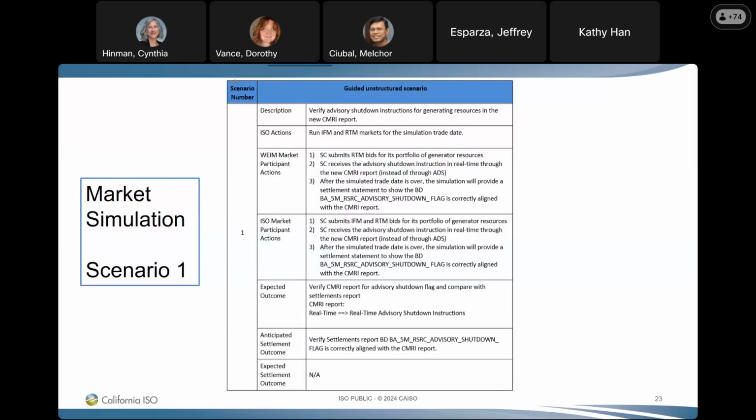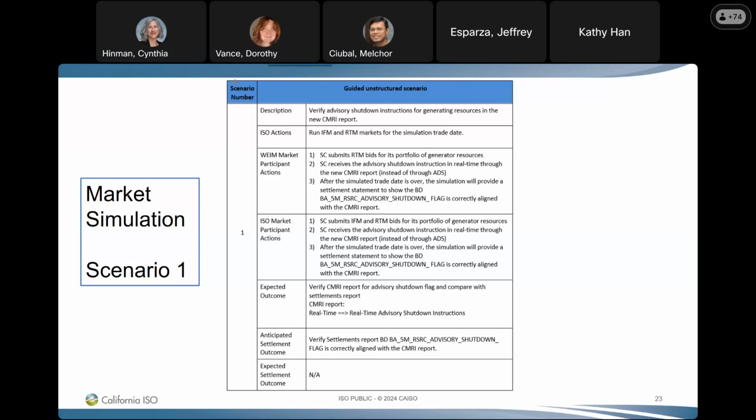So this is the first scenario. The description of it is verify advisory shutdown instructions for generating resources in the new CMRI reports. The point of this is to make sure that the CMRI report is showing the correct information. The ISO during the market sim will run the markets for whatever simulation trade date we choose. And I'm sure if you participate in the market sim forums or you register to participate in the market sim, you will get that information about the trade dates.